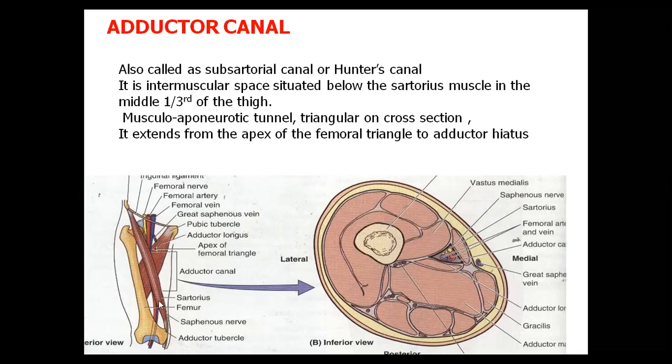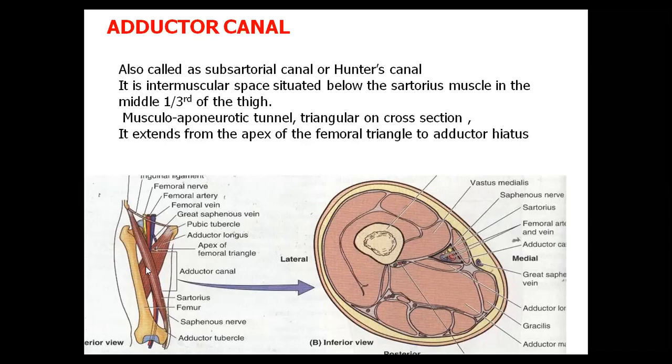This is the roof. If you lift this roof, you will see the vessels. Anteriorly it is bounded by vastus medialis. Posteriorly it is bounded by adductor longus, as you can see from this picture. This is behind, posterior, this is the roof, and anteriorly you have the vastus medialis muscle. So this intermuscular space is nothing but the adductor canal, also called Hunter's canal.